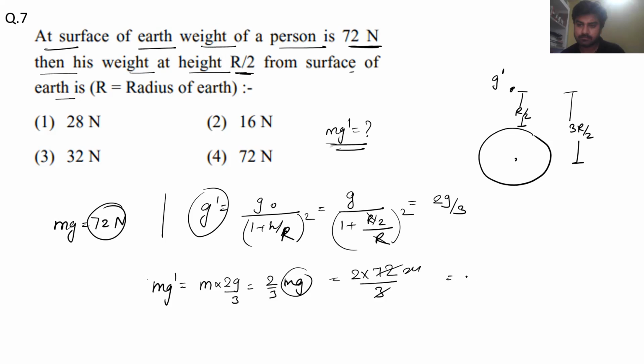24. So it will be 48. And I made some mistake. Okay, so here I have not taken the square. The square will be 4g by 9, not 2g by 3. So here it is 4g by 9. So here also it will be 4 by 9 into mg. Mg is 72. So when you cancel it, you will get 8 times, which is 32 newtons. Okay, option third.